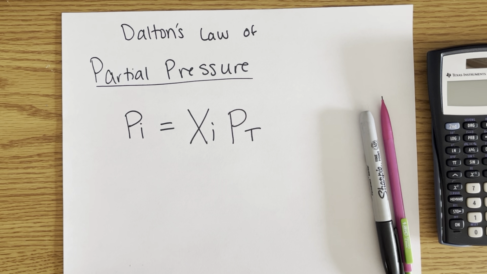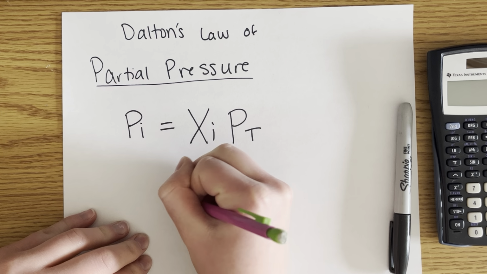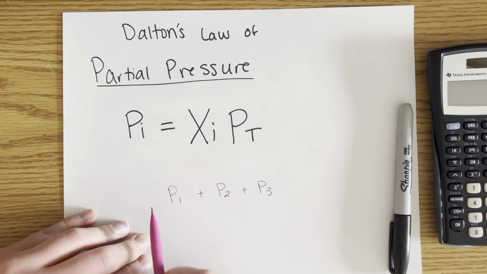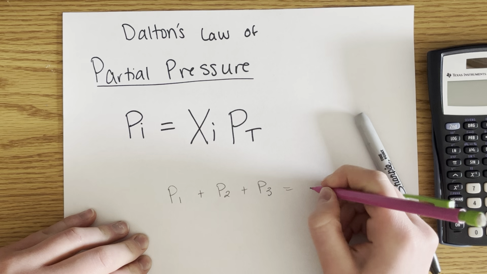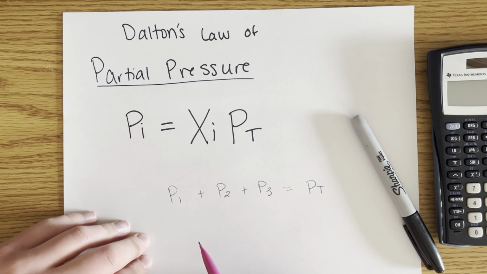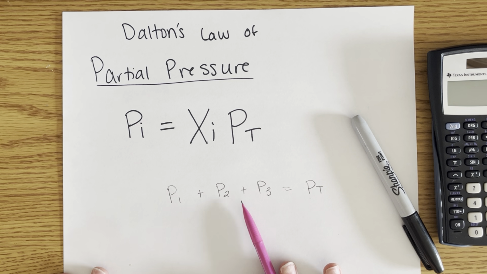How I would explain this in the most simple terms is that all of your pressures, when they're added up, are going to equal the total pressure, right? So if you have, let's say, P1 plus P2 plus P3, you have 3 different pressures. Those are all going to be added up to make your total pressure. That would be the simplest way that I would explain it.